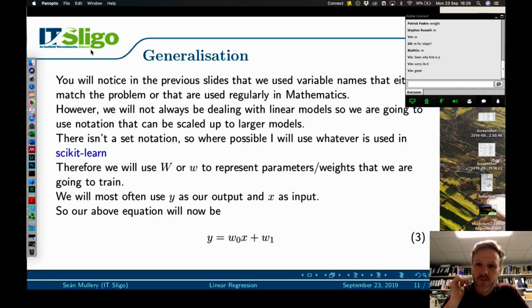So you'll notice on the previous slides that we use variable names that either match the problem or that are used regularly in mathematics, such as the ones for a straight line. However, we'll not always be dealing with linear models, so we're going to use notation that can be scaled up to larger models. There isn't a set notation, so where possible, I use whatever is used in scikit-learn. This is a very good resource that you're going to be making lots of use of, because it's a library that we can use with Python to do a lot of the machine learning that we're going to do. And indeed, even from tonight, I want you to start getting that up and running in a Python programming environment, and start trying to use it maybe to do something like a linear regression model.